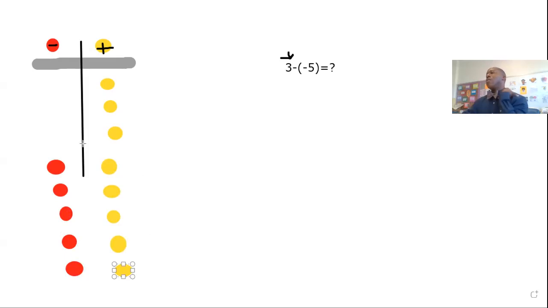All right, so now can we take away -5? How do I know? I see the 5 negative chips. How are we gonna denote that? We're gonna group them together, draw an arrow, and put remove. So 1, 2, 3, 4, 5.